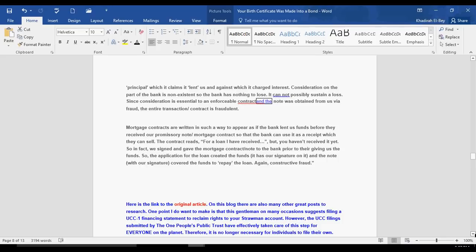The contract reads for a loan I have received, but you haven't received it yet. So in fact, we signed and gave the mortgage contract note to the bank prior to this giving us the funds. So the application for the loan creates the funds. It has our signature on it and the notes with our signature covering the funds to repay the loan. Again, constructive fraud.